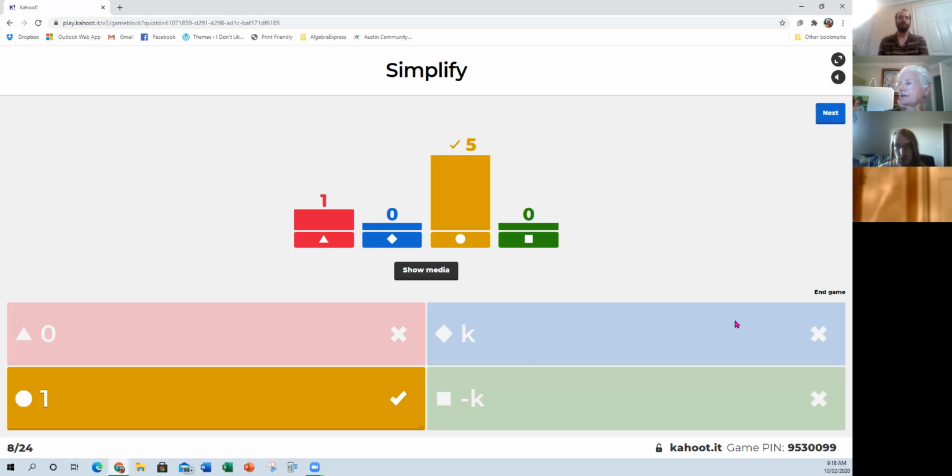Okay, anything to the 0 power is always the number 1. Anything to the 0 power is 1.